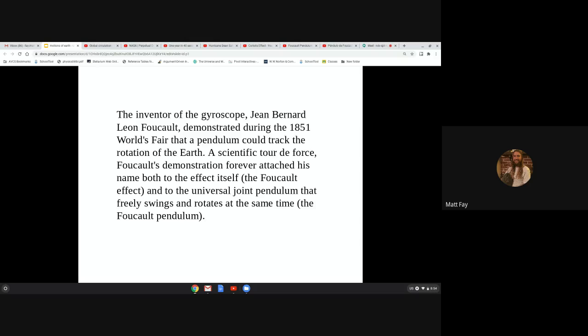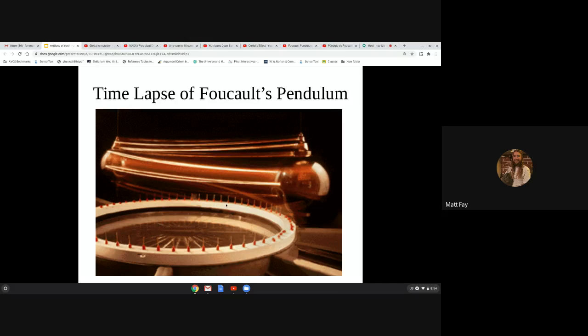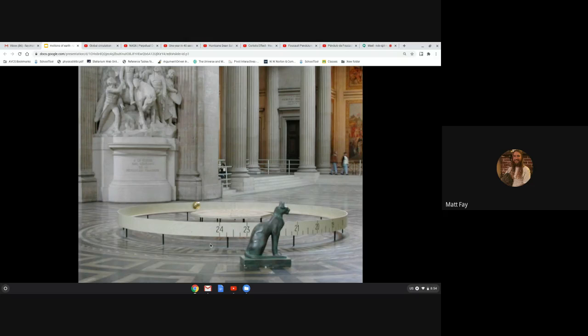This basically says what I just said. Okay. And so this is like a time lapse of a current one. You had this heavy bob swinging back and forth. Here's actually a current picture from that same place. They hung a newer pendulum, but this pendulum swings back and forth.